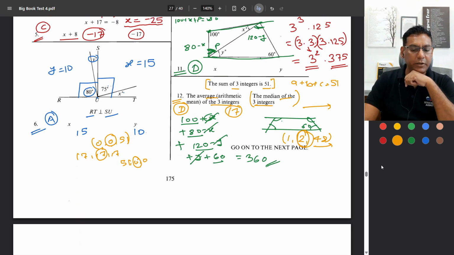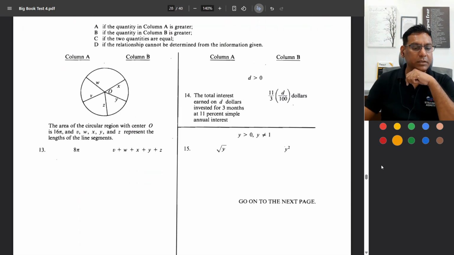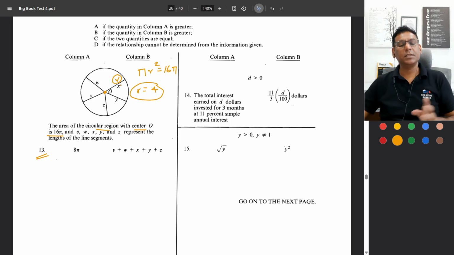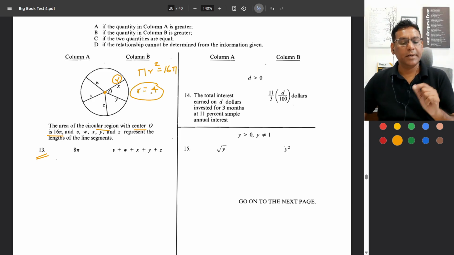Okay, let's continue with question 16. Sorry, question 13. The area of the circular region with center O, okay, center O, is 16 pi. So if the radius was, let's say, r, right? So the area is going to be pi r squared. That's given to be 16 pi. That means r is 4. Okay. So this is a circle of radius 4 units.